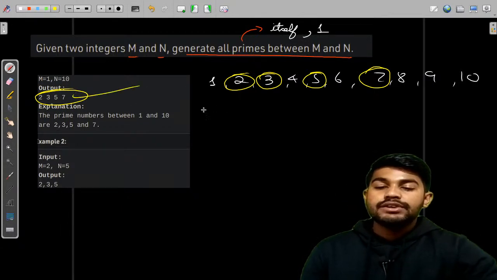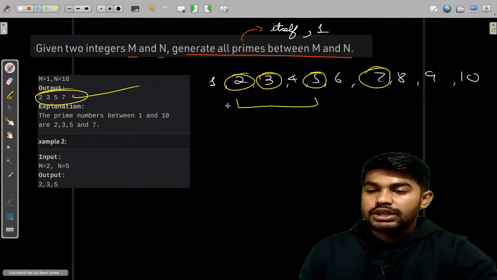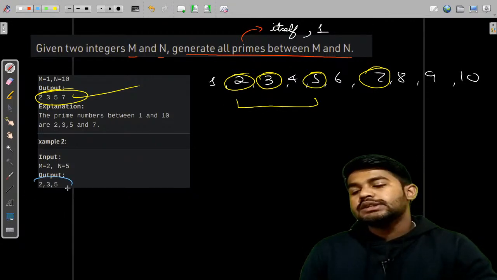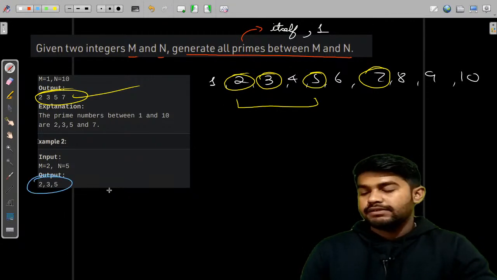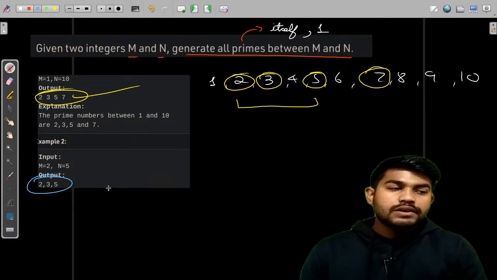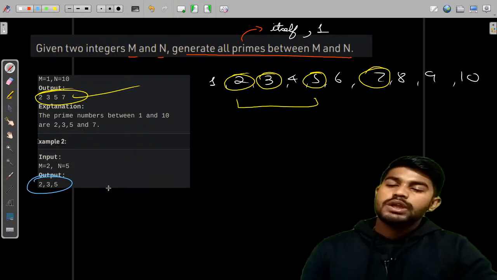Now the second range is 2 to 5. Okay, so in this range it is quite clear, we have already pre-computed it. So we would simply say 2, 3 and 5. Okay, so basically we are not given a query type of thing, rather we are just given a range and we need to tell. Okay, fair enough.